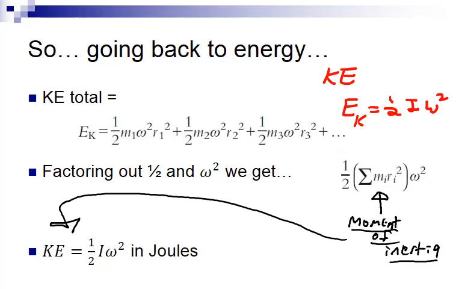So translational is 1/2 mv squared, which is linear, with mass. In this case, we're looking at moment of inertia, which includes looking at mass and the radius, and then the angular speed instead of linear speed. And so this is the energy of the rotation. This is the energy translationally.